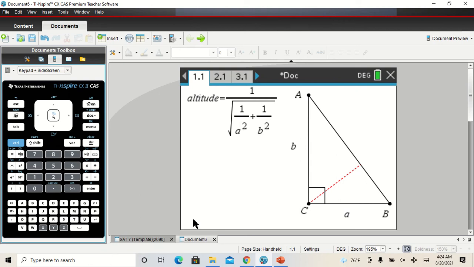We're trying to calculate the height or the altitude of a right triangle. And the formula basically boils down to this. If you have two sides, so in this case side A and B, you can use this formula. So 1 over the square root of the proportions 1 over A squared plus 1 over B squared will give you that height when you're given these two sides.